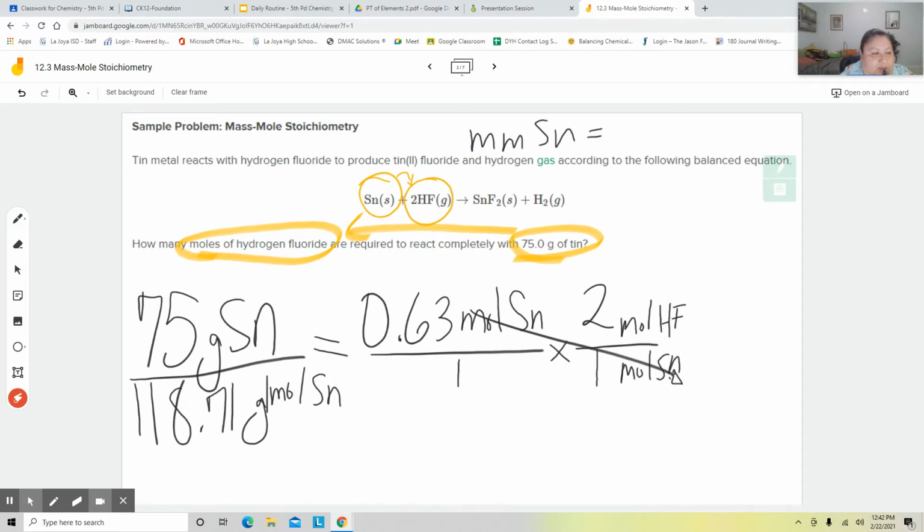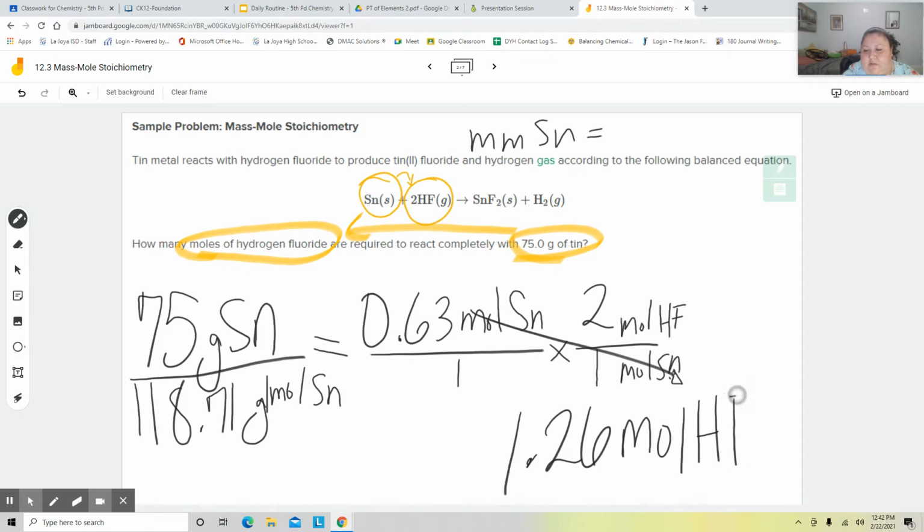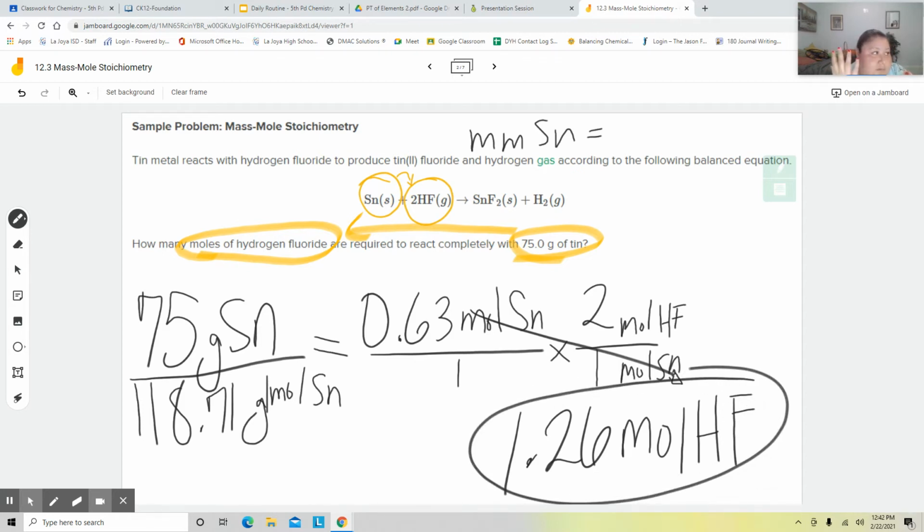One point something. What's my answer? There it is. 1.26 moles of hydrogen fluoride. And we're done.